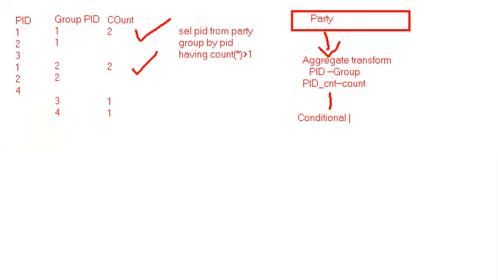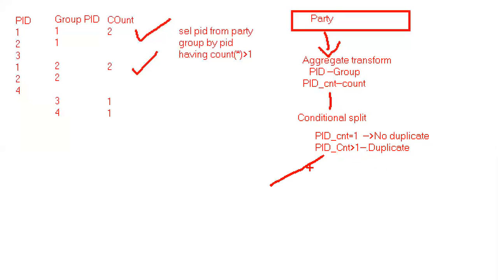Now put this and use the conditional split transform. Which transform? Conditional split. It will split based on the condition. Now write a condition here: PID CNT equal to 1 is no duplicate. PID CNT greater than 1 is duplicate.